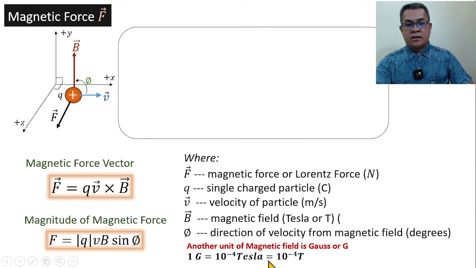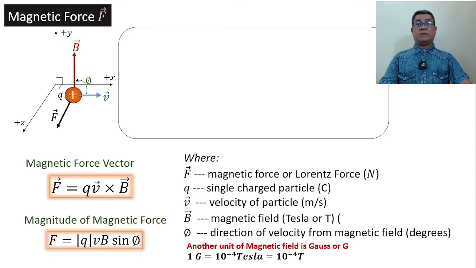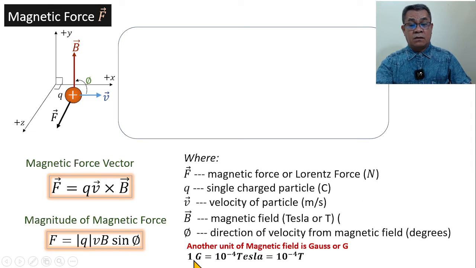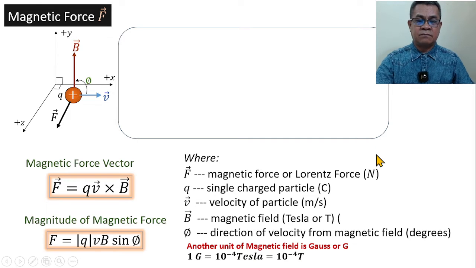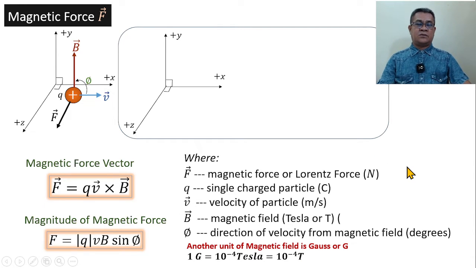Okay, now, there is another unit of magnetic field. We call this Gauss. So sometimes you will encounter a problem wherein the magnetic field is expressed in units of Gauss. So we have 1 Gauss, or big letter G, is equivalent to 10 raised to the negative 4 Tesla, which means that 1 Gauss, or 1 G, is just equal to 10 raised to the negative 4 big letter T, or Tesla. Okay, so we are now ready to solve problems.